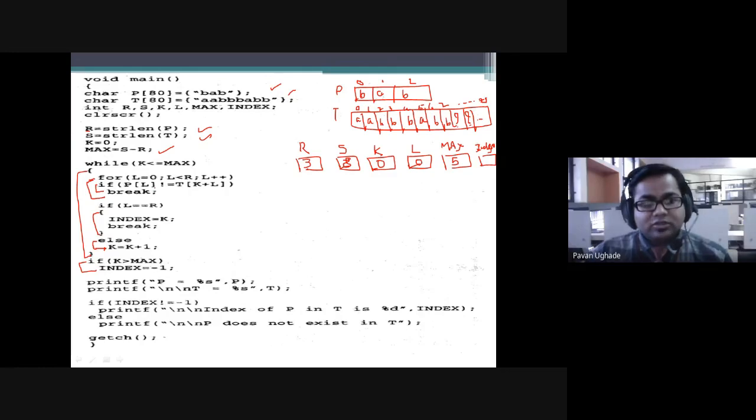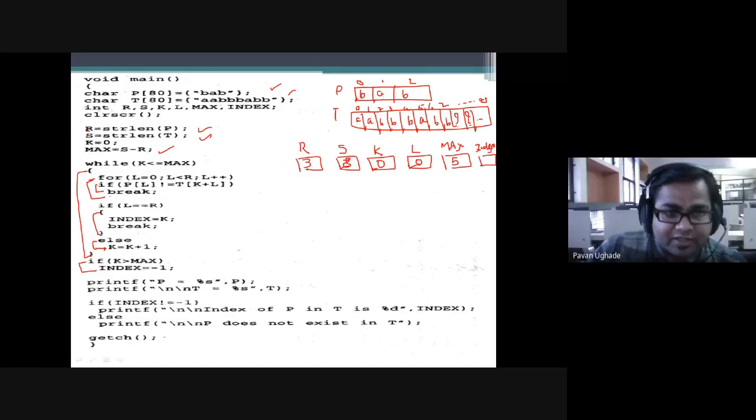True or false? True. So if it is true, it will execute the break statement. It will directly break the for loop. So before this, what was the loop? For.